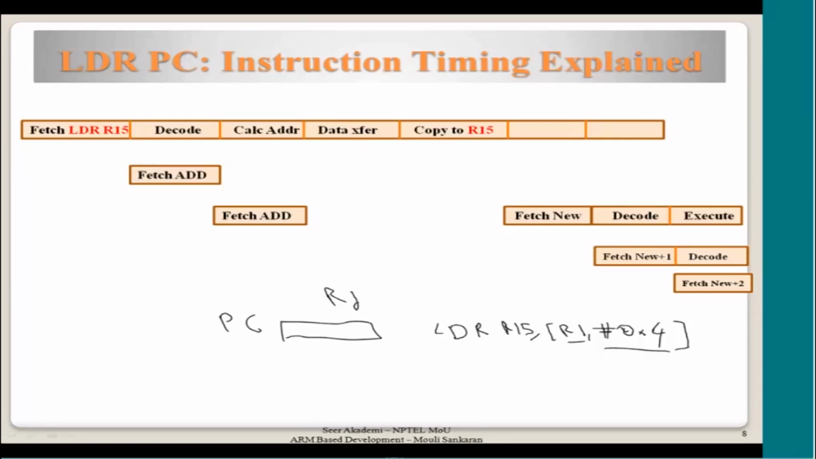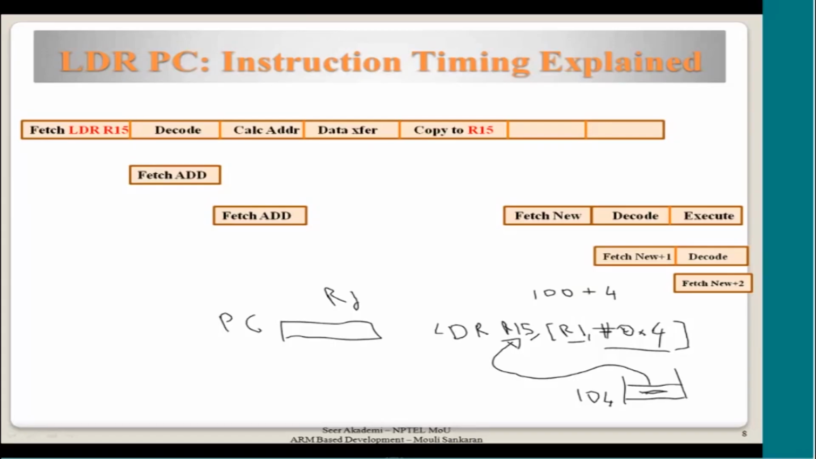Now assume that R1 was having 100. For a change I am taking 100 rather than 1000. Now 100 plus 4 will result in 104. Now this has to be accessed. It is in the memory. 104 is in the memory. Now we are taking whatever is the content of 104, some address is here. We are copying that address into R15.